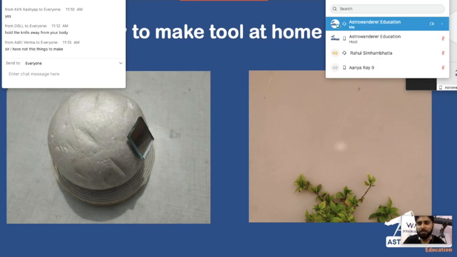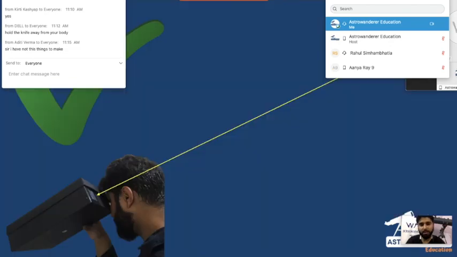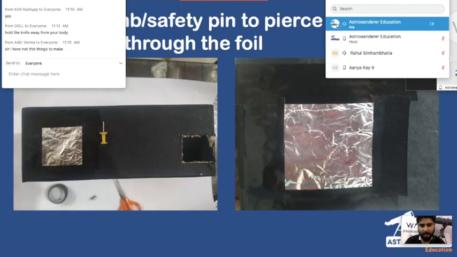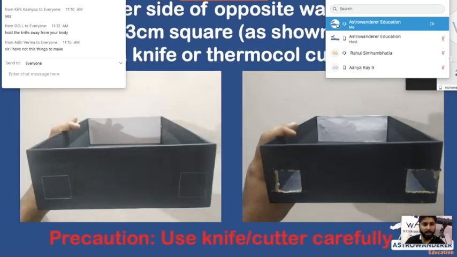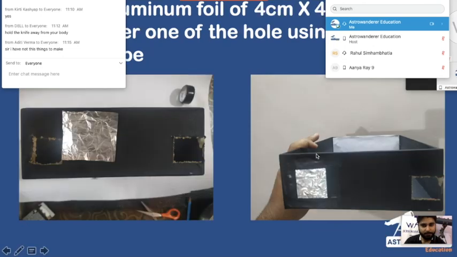Sir, where do we have to put the aluminum foil? The aluminum foil is on one of the ends. Just get back to you. When you cut these two holes, so you all learned cutting these two holes, I have put the aluminum foil on the left side. See, this is the aluminum foil over here.